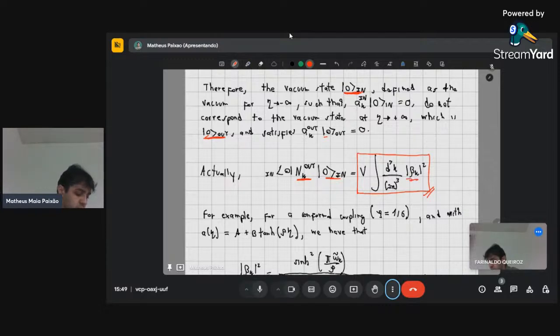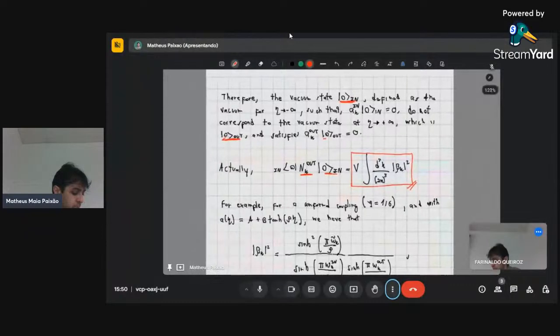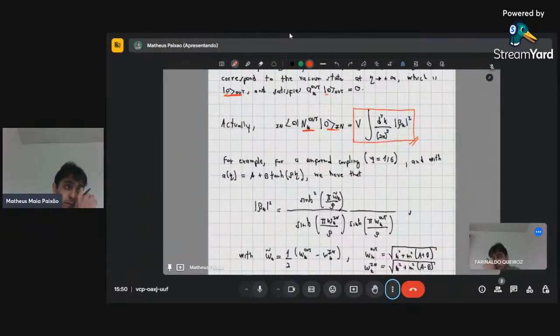And this exact expression, this actual dependence, will have to do with this beta coefficient of the Bogoliubov transformation. So if the beta coefficient is 0, then we have the same vacuum. If beta is not 0, the vacua are different. Okay, this beta in the Bogoliubov transformation is just one of the coefficients.